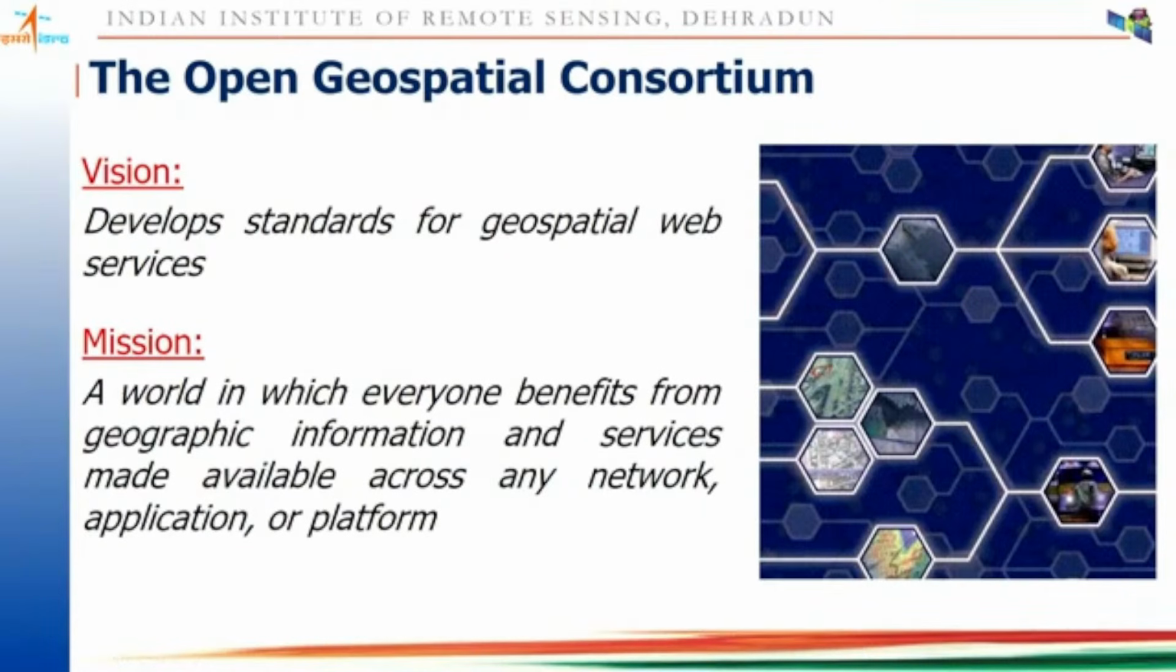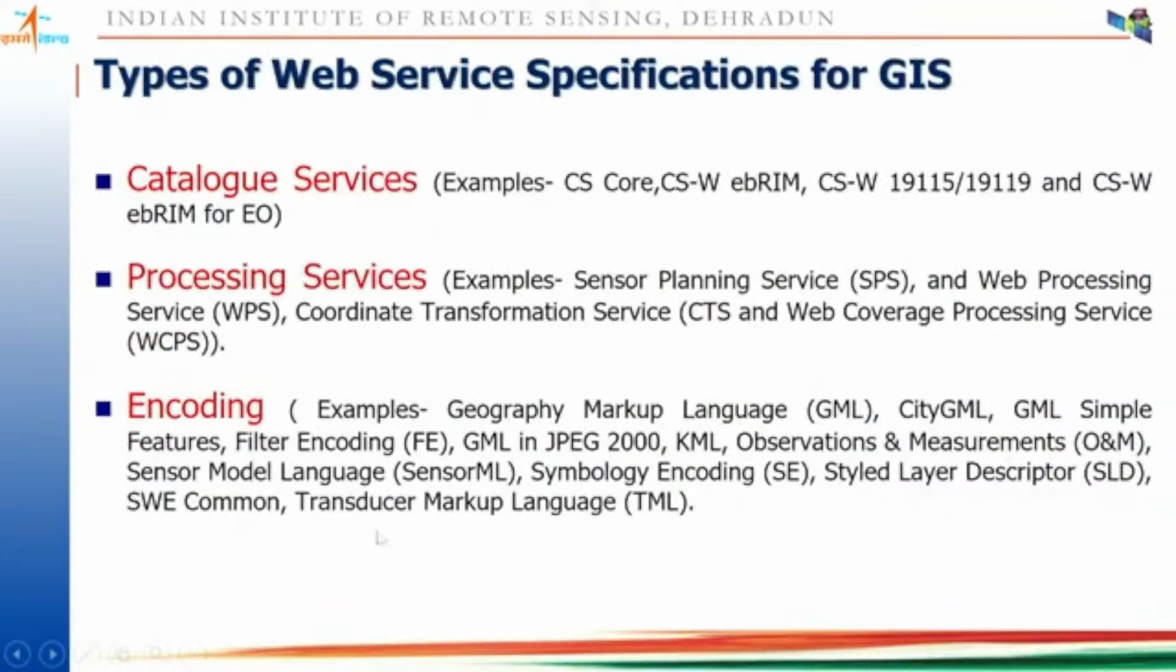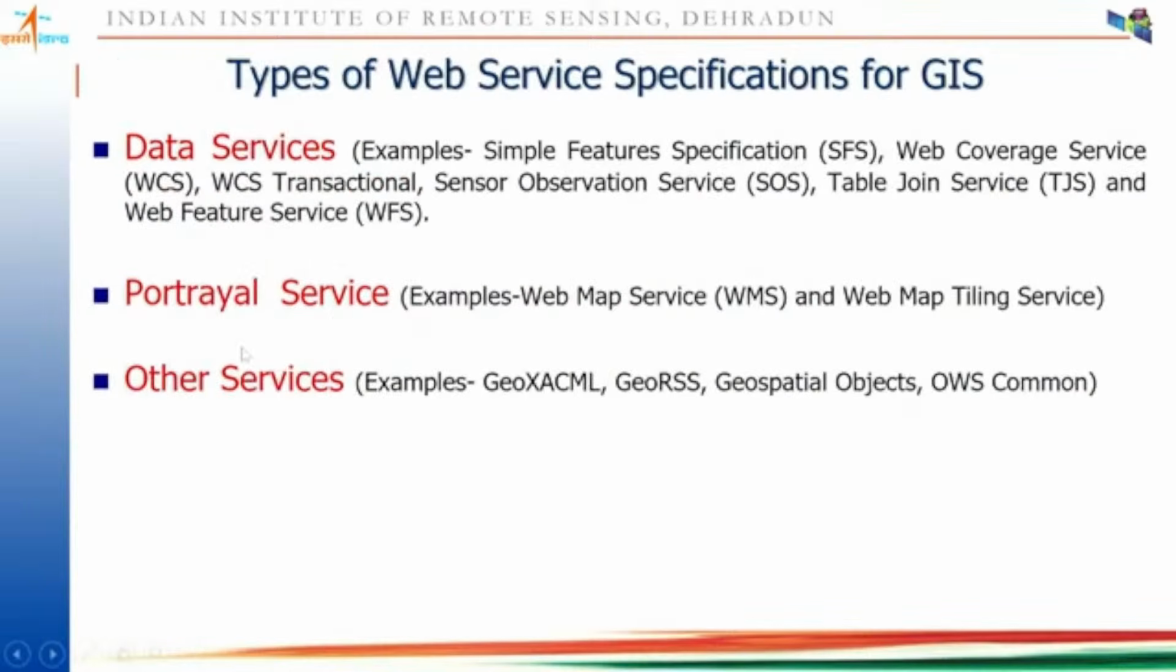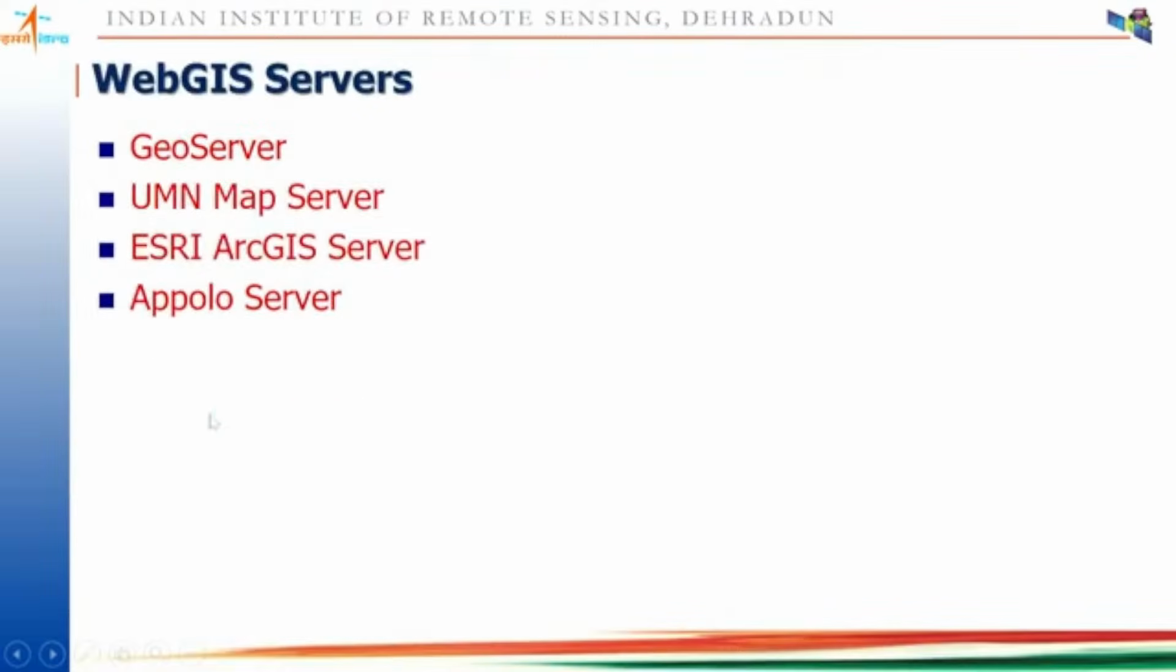Like it can be WPS, WMS, WCS, WFS. All these are developed by this particular consortium, and they have been standardized. So many proprietary software are also adopting these standards, and they are very much compatible with the standards developed by OGC. So it is a world where everyone benefits from geographic information and services made available across any network, platform or application. Already I have told about different kinds of catalog, processing and encoding services, data services, portrayal services, and other services.